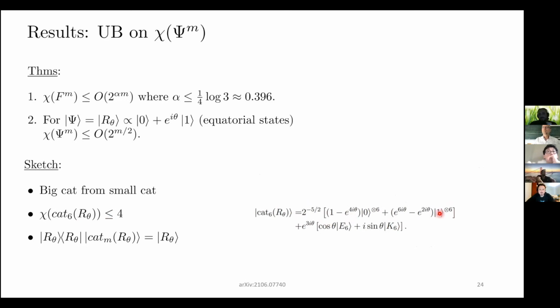And here is the explicit decomposition of the cat 6 into 4 stabilizer states. Here's one of the stabilizer states. Here is the other. Here is one where this E6 is, I believe, the code with only even weights, and this K6 is E6 with a bunch of control X's on it. I guess the details aren't important. Maybe this is just to convince you that there really is a decomposition. You can look at the details in the paper.